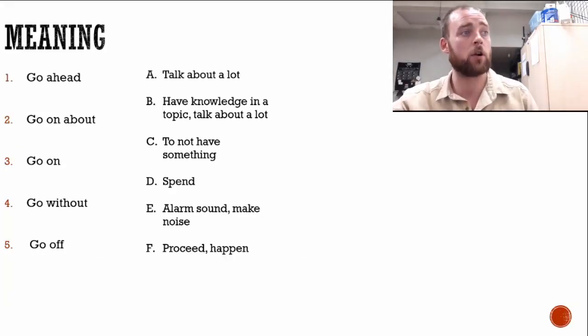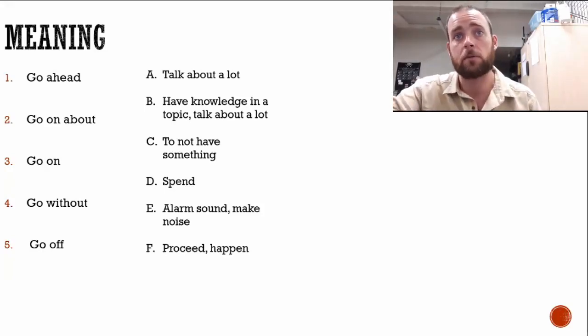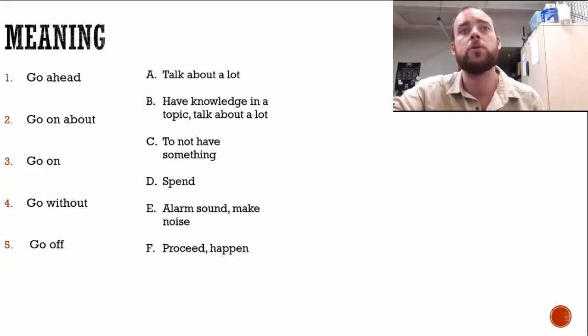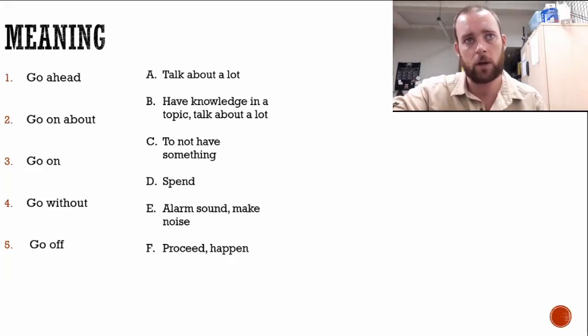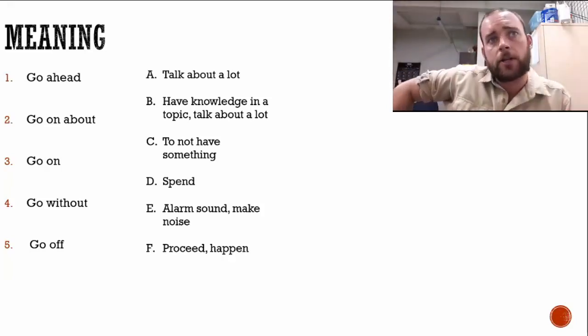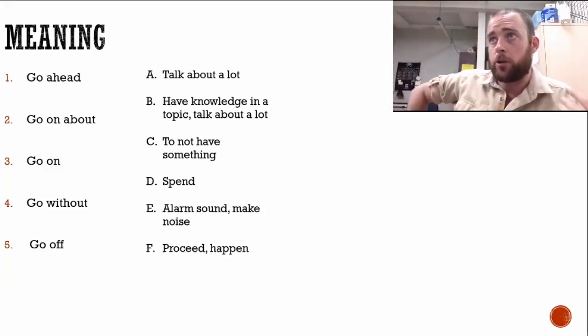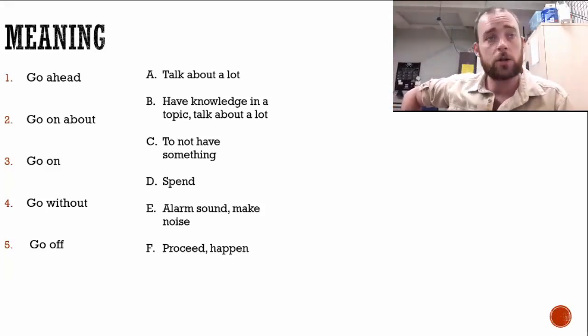So when you have a look at this, number 3 is going to be matched with D, to spend. Okay? So 3D in this case here, to spend. Now just take a bit of time and try to figure out the rest of the meanings. Again, what you should do, you should pause the video, and when you're ready, you should press play.